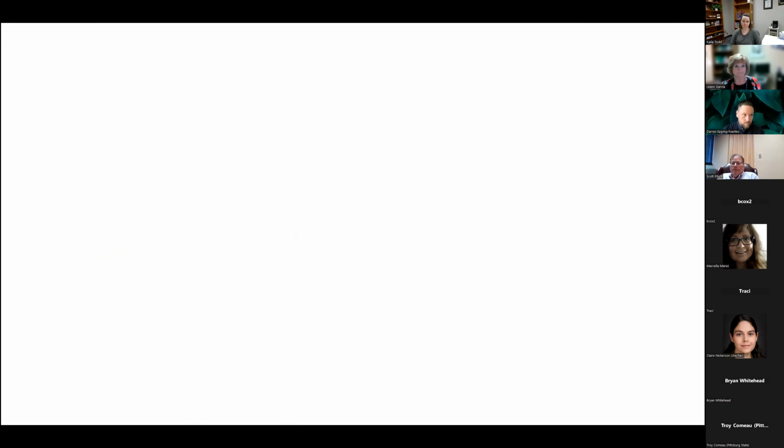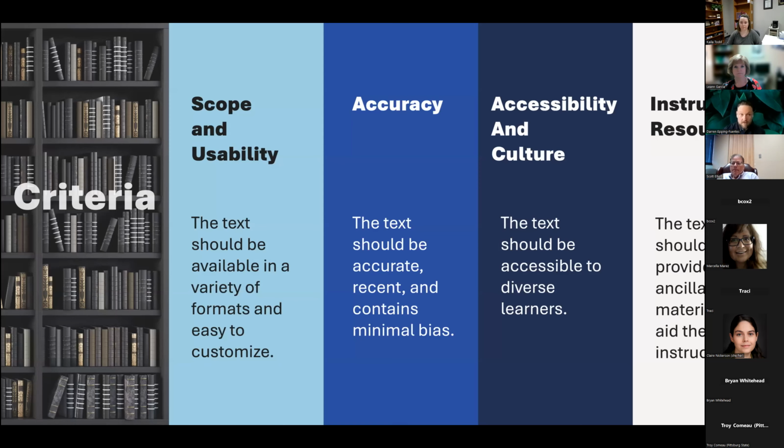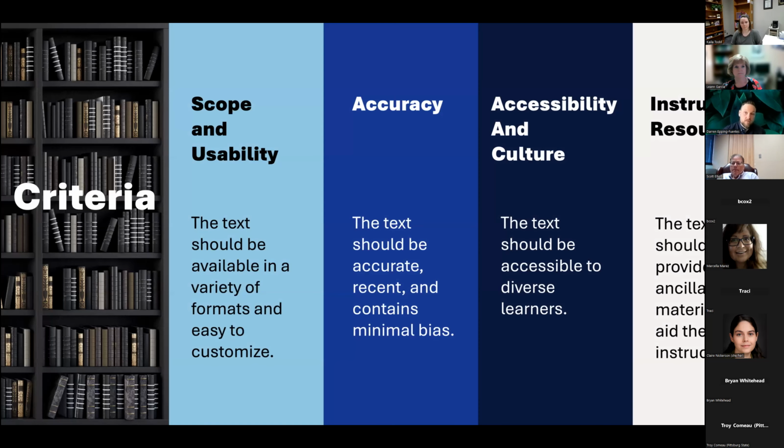So to give you a sense of the criteria we use, this was provided to us from the Kansas Board of Regents as a rubric to frame our evaluation of the various texts that we were looking at. The first criteria was scope and usability. So the text was available in a variety of formats, both PDF, web versions, and then another kind of bonus software is called LibreText that I'll talk about later today.